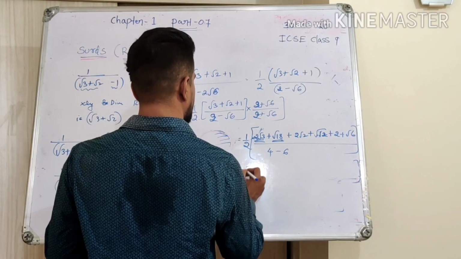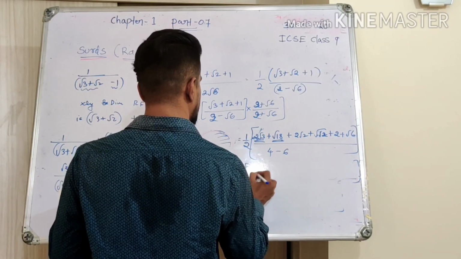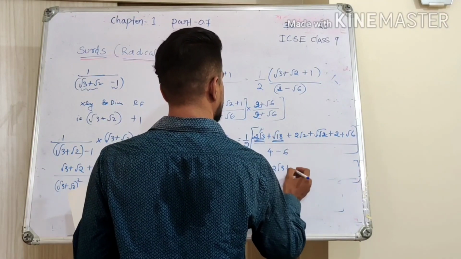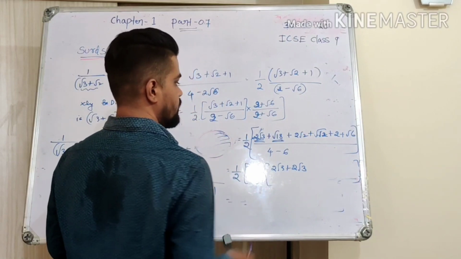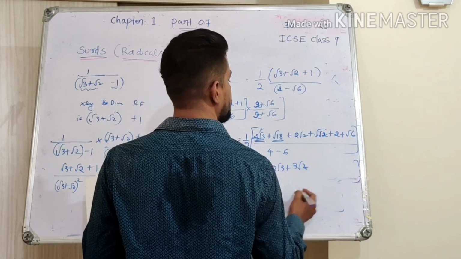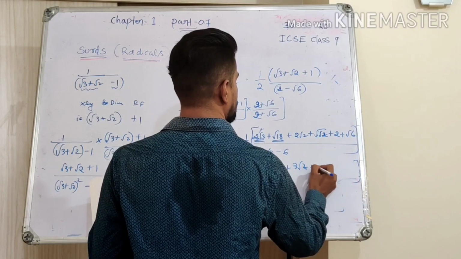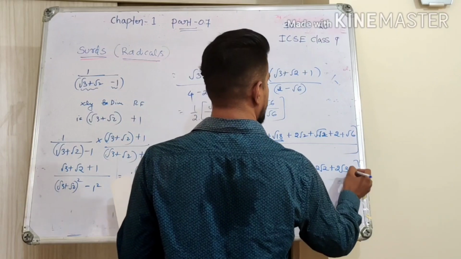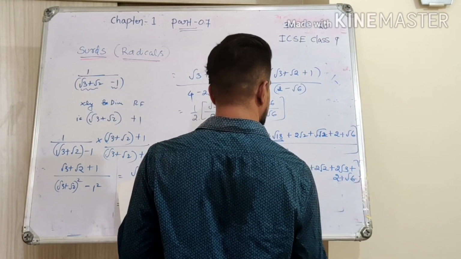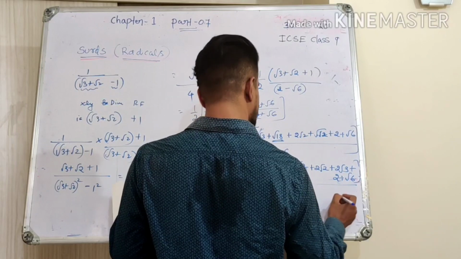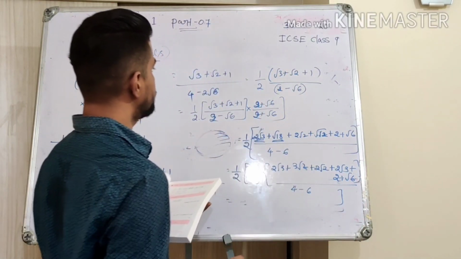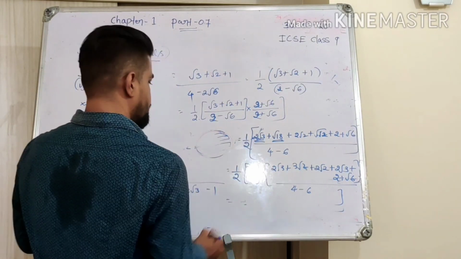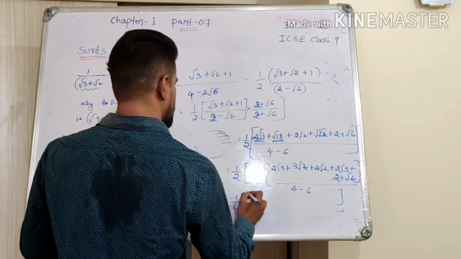So 1 by 2 and then minus 2, I'll bring it here. And then we have 2 root 3 plus this is 2 root 3 because 3 root 2, 9 will be taken outside. I'll write it in the bracket later. Plus 2 root 2 and here 2 root 3 will come inside, and then 2 plus root 6, whole thing divided by 4 minus 6. Yes. So we end up with minus 1 by 4.